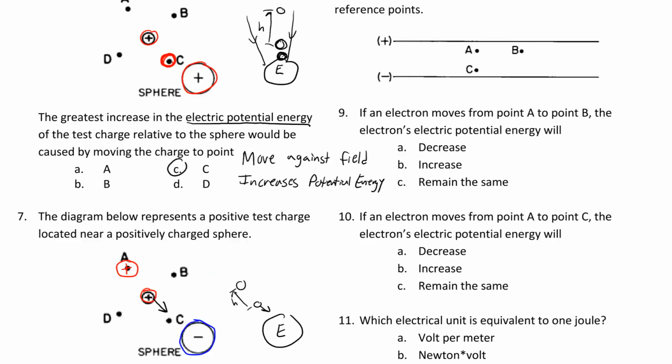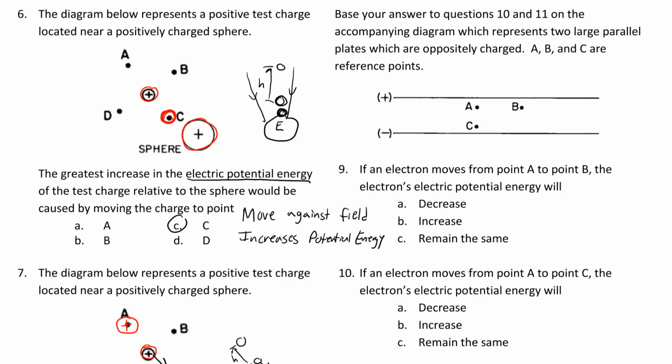Okay, let's do number 9. It says base your answers to questions 10 and 11 on the diagram. A, B, and C are reference points. If an electron, so now we're talking about an electron, moves from point A to point B, the electron's potential energy will, well, it doesn't change at all. It's going to remain the same because you're still the same distance away from this positive plate and this negative plate, right?